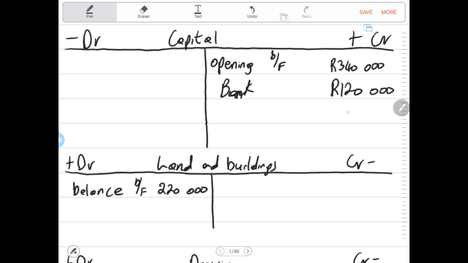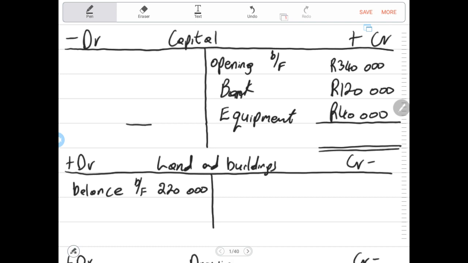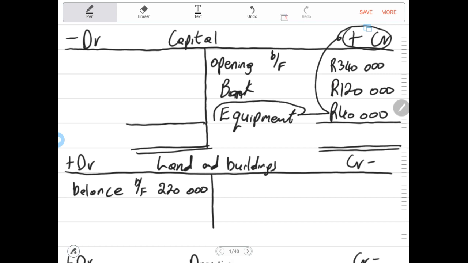Now we are again starting under our capital contribution. We are saying the owner also contributed 40,000 rands, but the contribution of 40,000 was in the form of equipment. From here, I am sure there will not be any further capital contribution. So now we say, capital contribution is increasing by 40,000 because equipment was contributed.